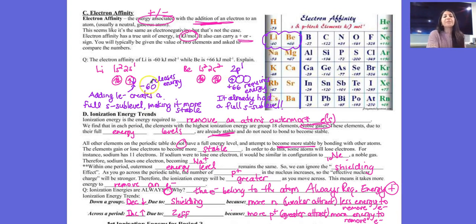Why? Well, when you add an electron to lithium, it actually makes it slightly more stable because it fills that S sublevel. Whereas beryllium already has a filled S sublevel. When you add an electron, it actually opens up a whole other sublevel with one teeny tiny electron in it. And so beryllium's going to fight you on that, okay? So again, if it's positive, that means it requires energy, just like we did with thermal. And if it's negative, it releases energy.